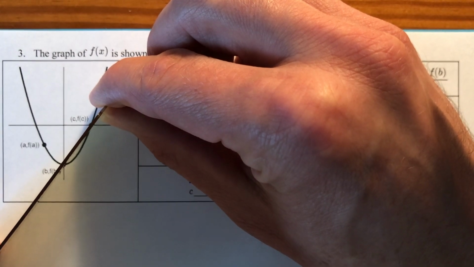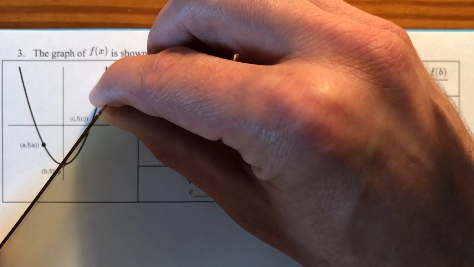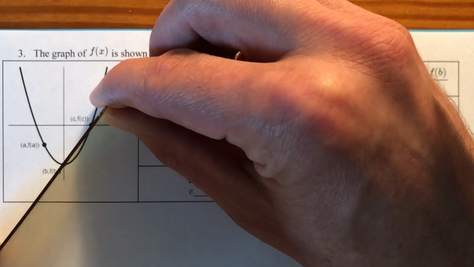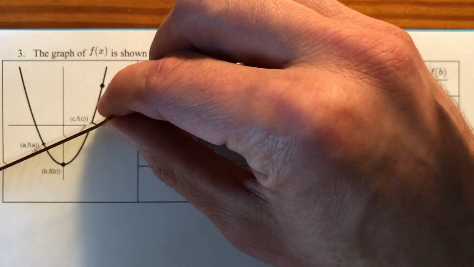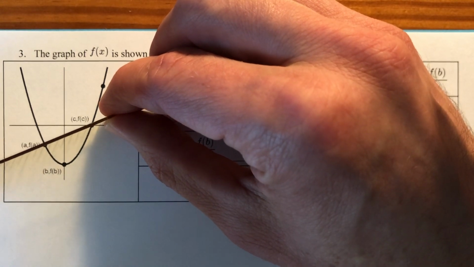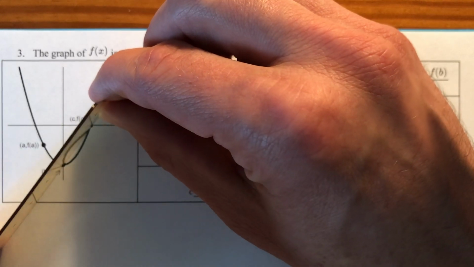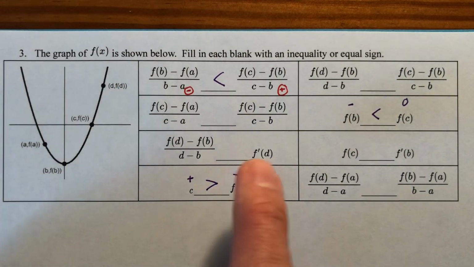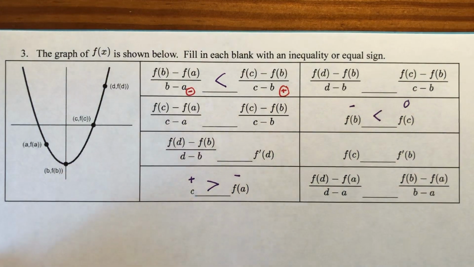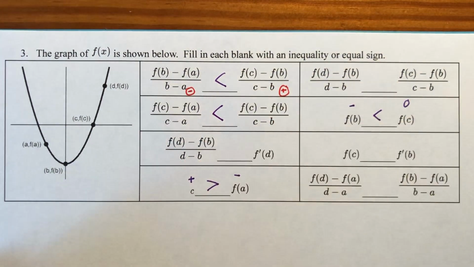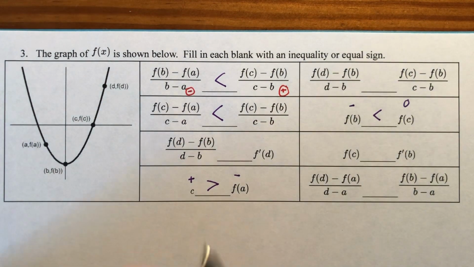Second option. If we found rise over run, we don't have any numbers here, but this would have a greater rise over run than this one would. This is a not so steep slope. This is a steeper slope. So the steeper slope was the one that connected C and B. This one's greater.